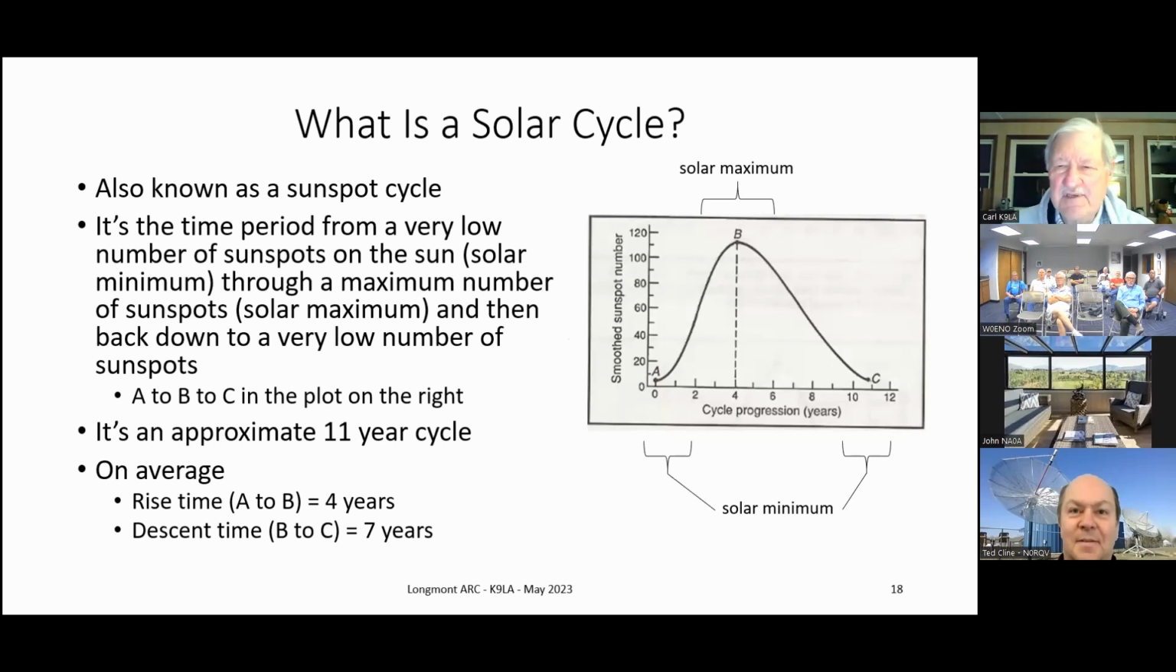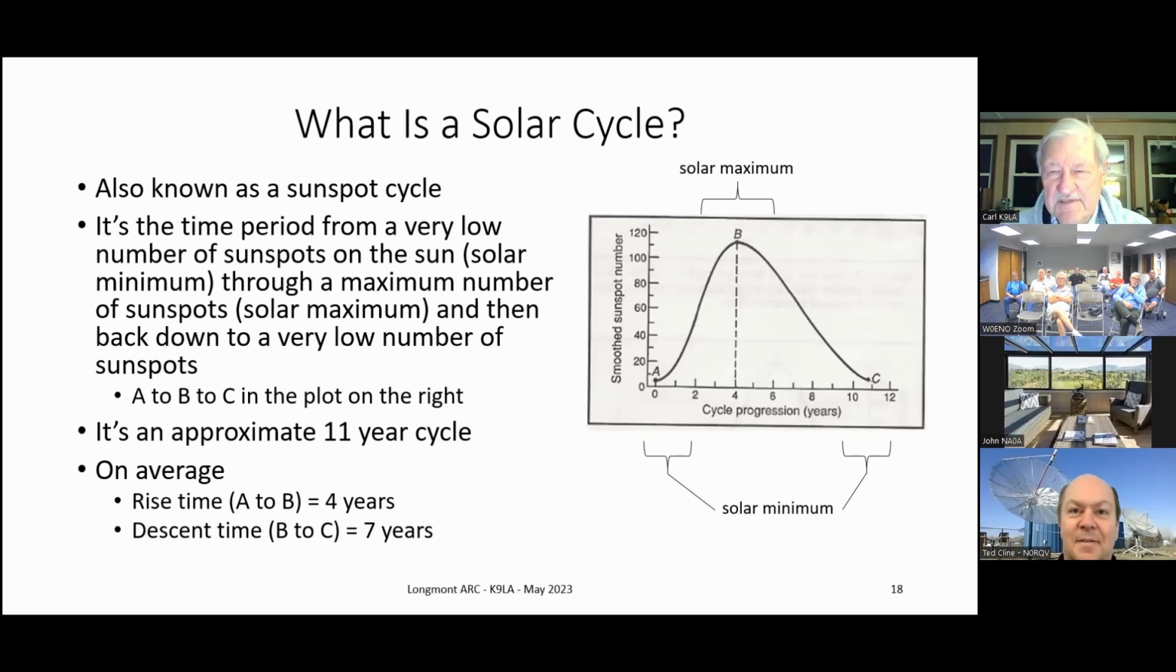Approximately 11 years. That's an average. Some are shorter, some are longer. And on average, the rise time to a solar maximum is about 4 years, and the descent time is about 7 years.